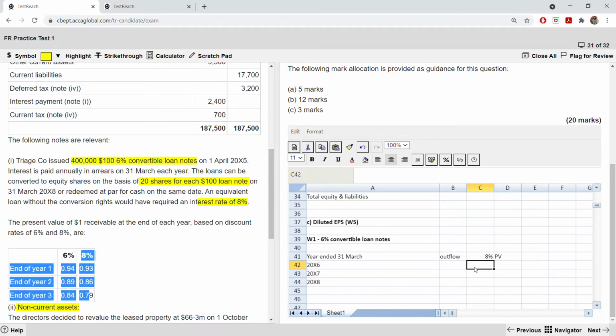0, 0.93, 0.86, 0.79. Next, outflow. How are you taking it?